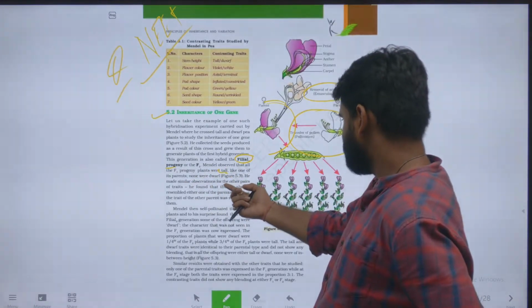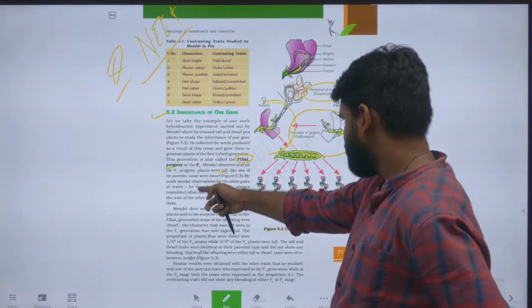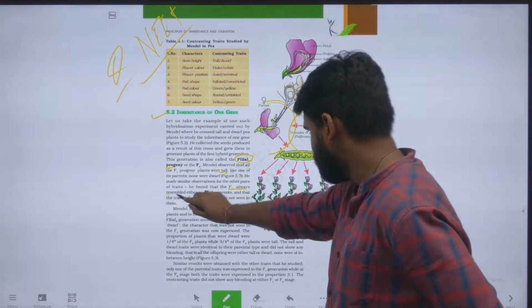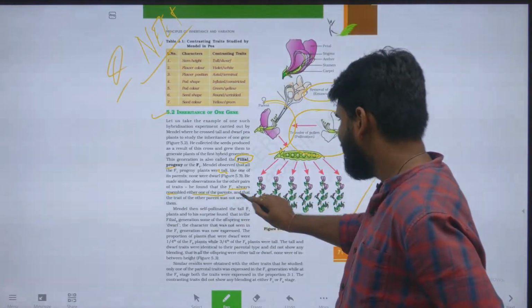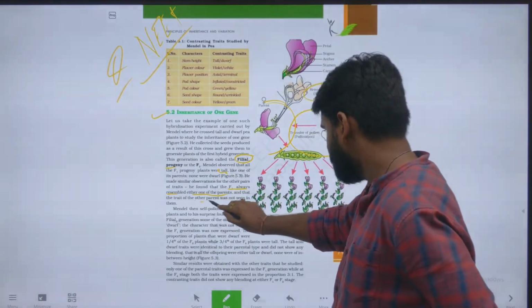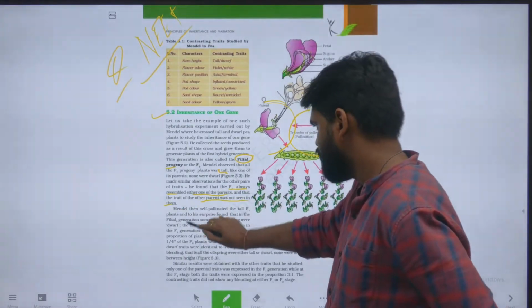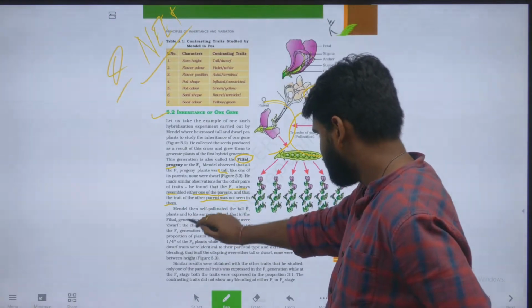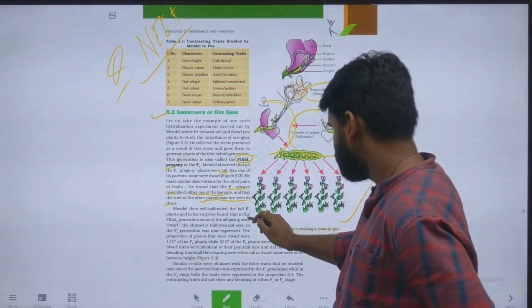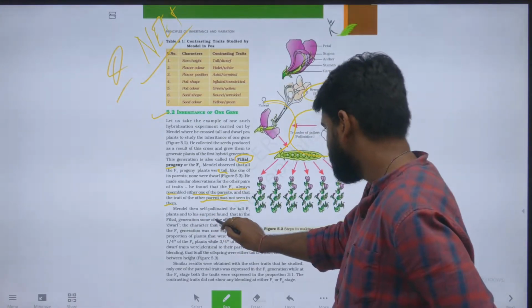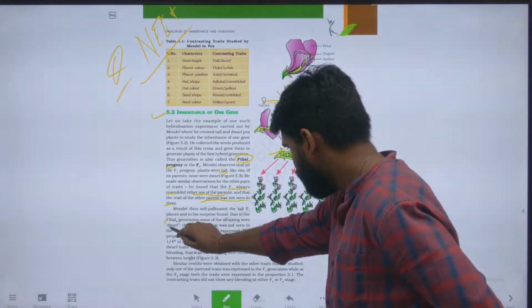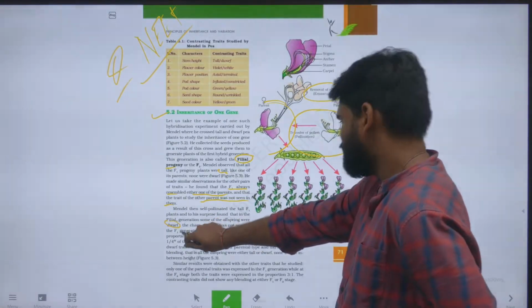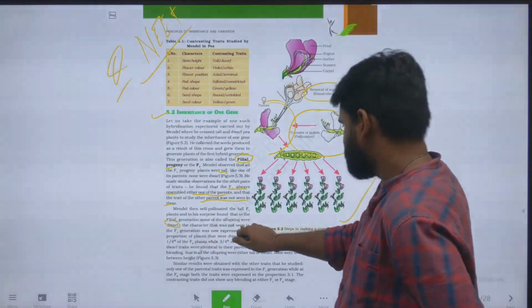He made similar observations for other pairs of traits. He found that F1 always resembles one of the parents, and that the trait of the other parent was not seen in them. Mendel then self-pollinated the tall F1 plants, and to his surprise found that in the F2 generation some of the offspring were dwarf. The character that was not seen in the F1 generation was now expressed.